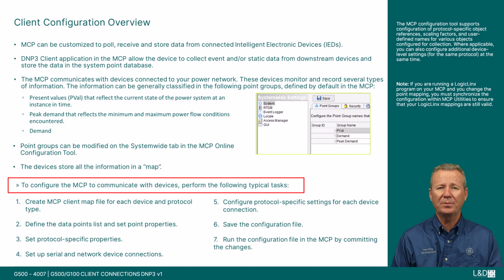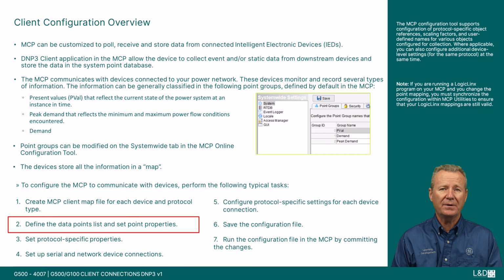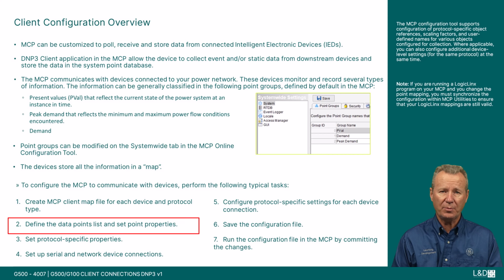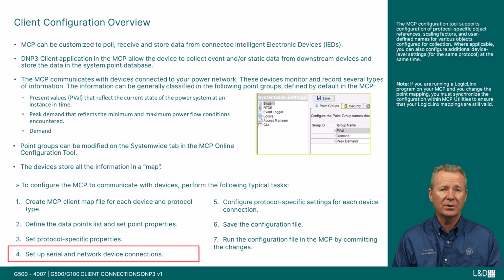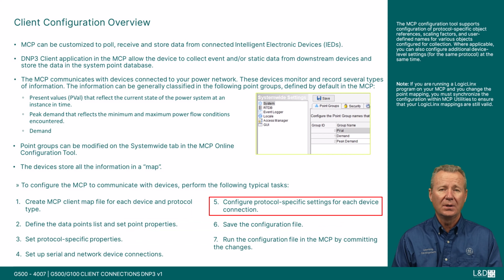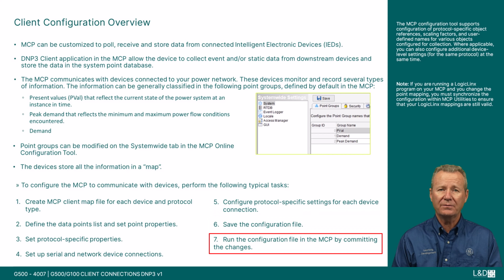To configure the MCP to communicate with devices, perform the following typical tasks. Create an MCP client map for each device and protocol type. Define the data points list and set point properties. Set protocol-specific properties. Set up serial and network device connections. Configure protocol-specific settings for each device connection. Save the configuration file. Run the configuration file in the MCP by committing the changes. Each of these steps shall be explained in detail in the following slides.